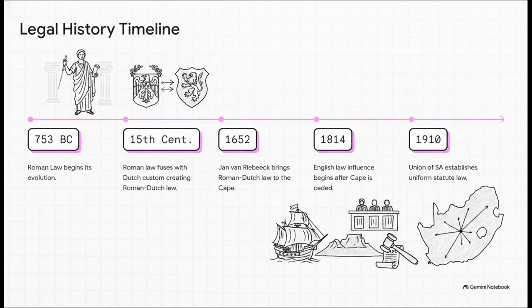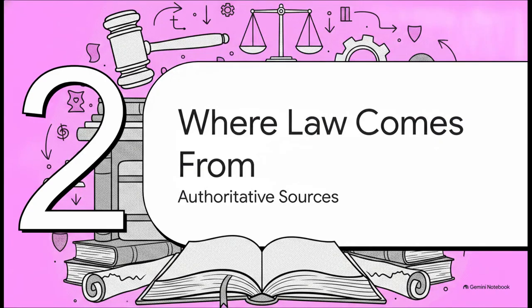Then, skipping ahead past 1814, English law began to infiltrate the system, which brought in things like the jury system. Finally, 1910 marks a massive milestone, the Union of South Africa, which brought a uniform system of statute law to the entire country. Section 2. Where law comes from.